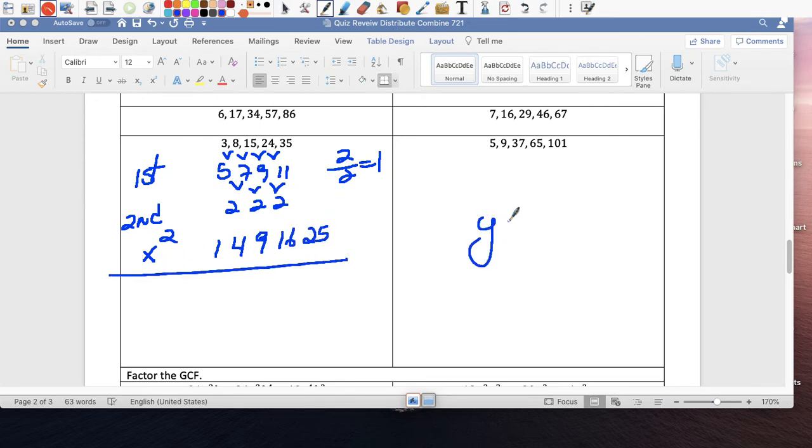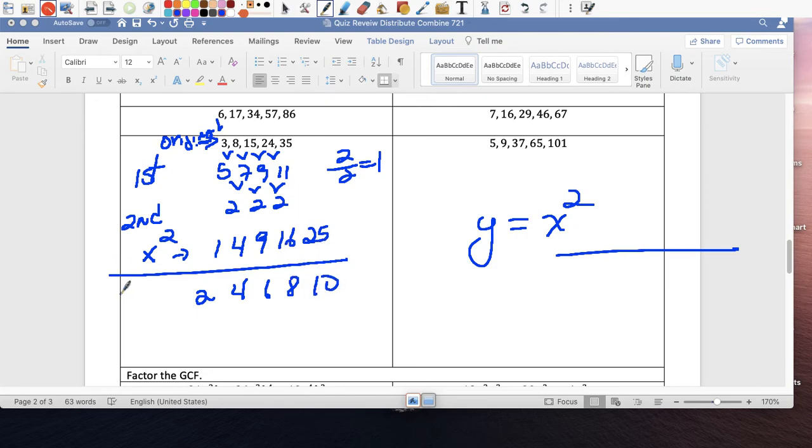So we got this part, right? There might be others. We subtract this sequence from the original, right? So this one and this one, and we subtract. 3 minus 1 is 2. 8 minus 4 is 4. 15 minus 9 is 6. 24 minus 16 is 8. And 35 minus 25 is 10. So we work with our new sequence here.